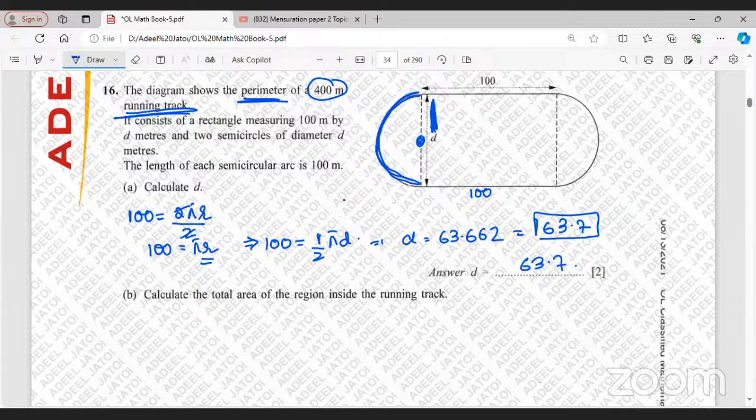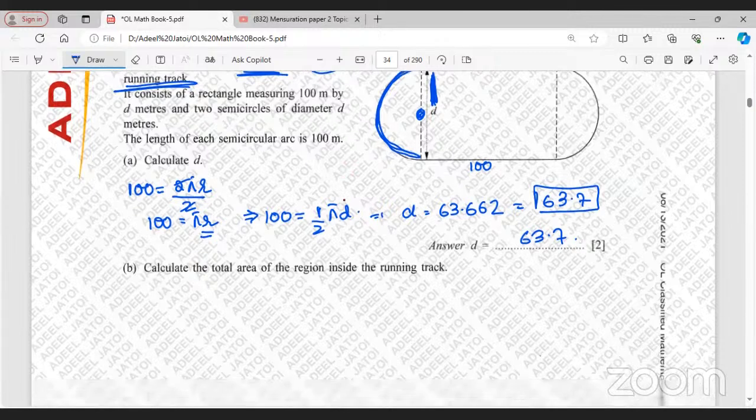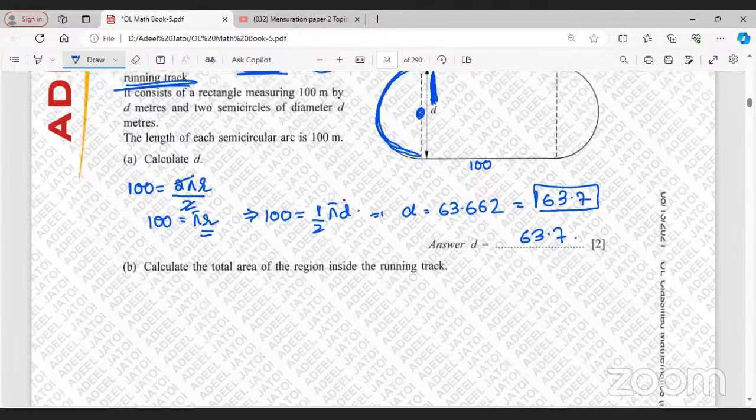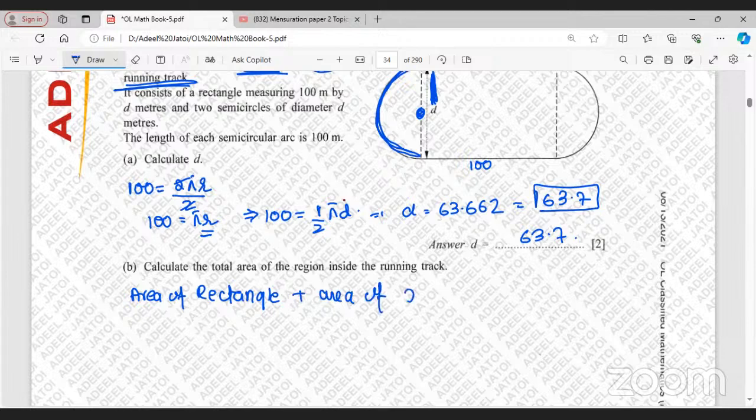Then we have: calculate the total area of the region inside the running track. Okay, now inside the running track, what do we have? We have total area of the region includes area of rectangle plus area of two semicircles.